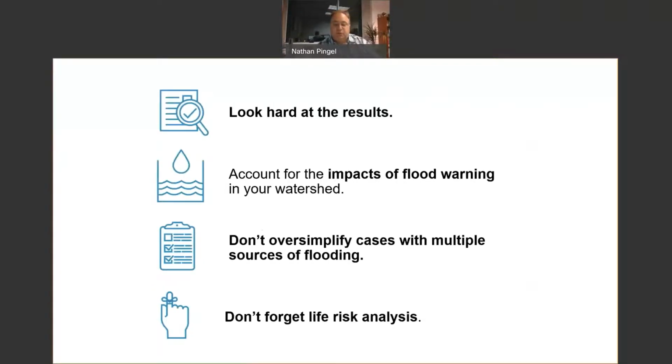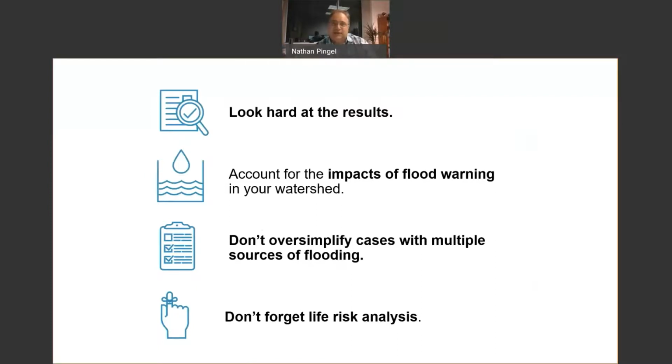The most important lesson I have really learned and taken away over the years is to look hard at the results. I always like to say that EAD values need time to mature. It seems like the first time you hit compute and get your expected annual damage or annual exceedance probability, it's almost always going to change as you question it.